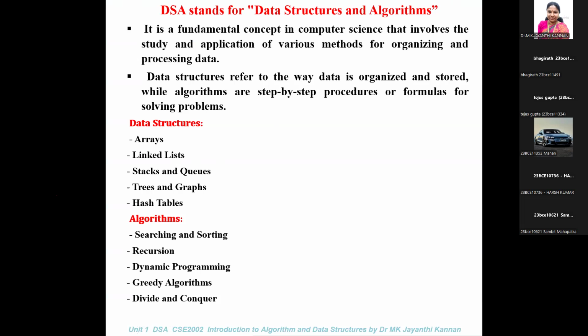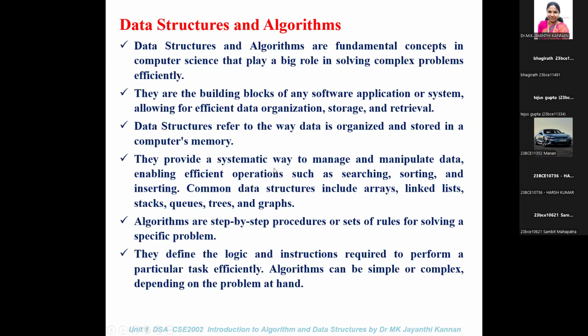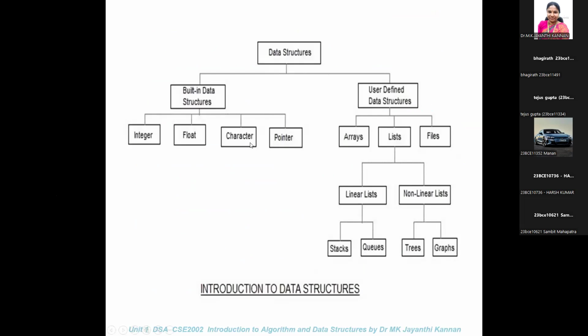Data and data structure is the input. Algorithm is the process or function. The function accepts the input and produces the output. We have different data structures and different algorithms. So these slides we discussed in the previous class also. So we discussed these things. What is what?